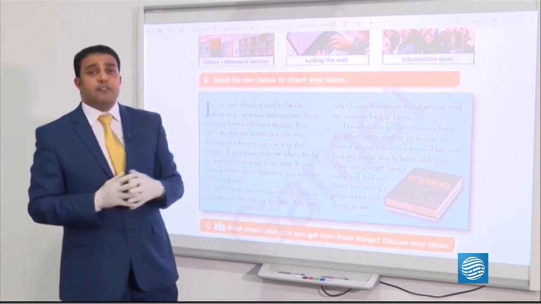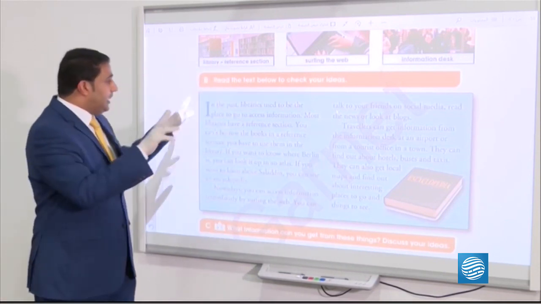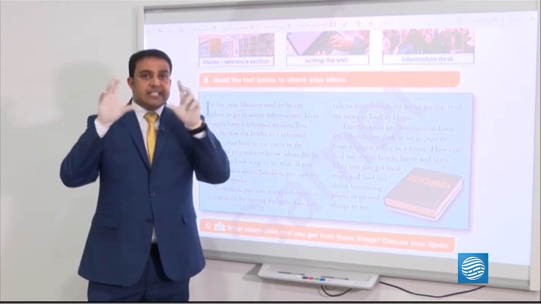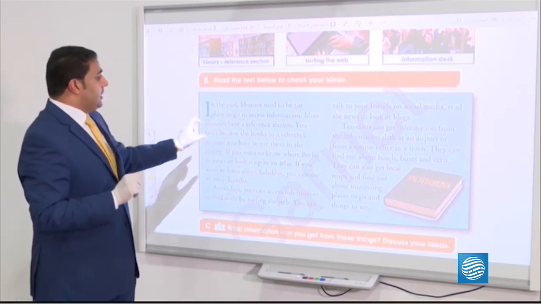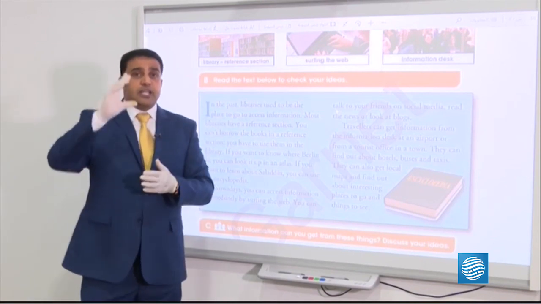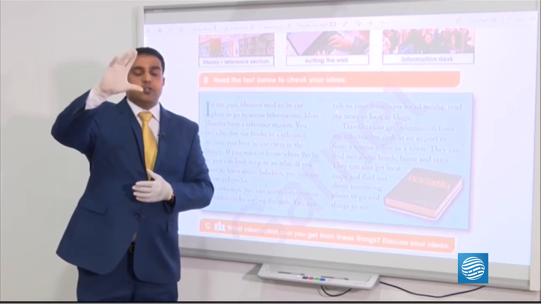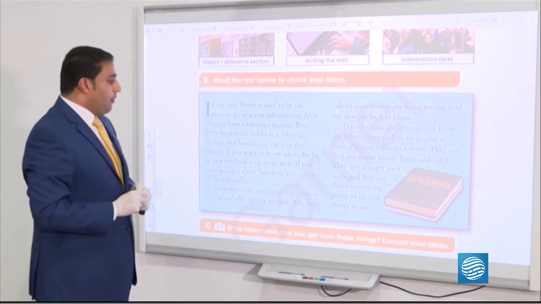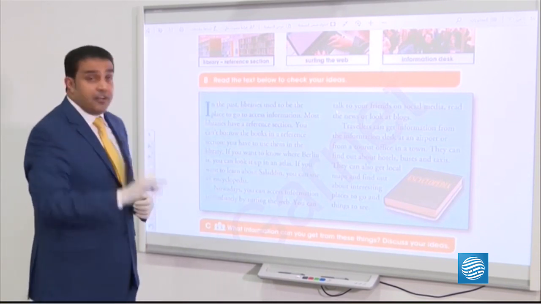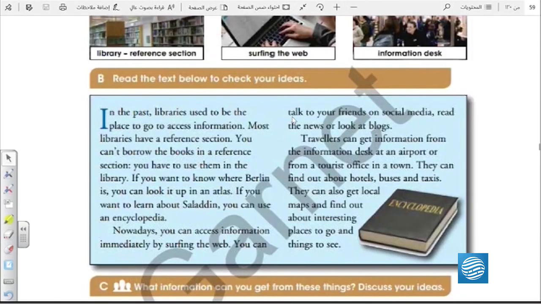So how many paragraphs do you think here? Look at your book, look at the text and scan it. A very quick sight or very quick look to know how many paragraphs we have. As we said, a paragraph is small lines of information. How many paragraphs do we have? 3, very good. Yes, 3 paragraphs.